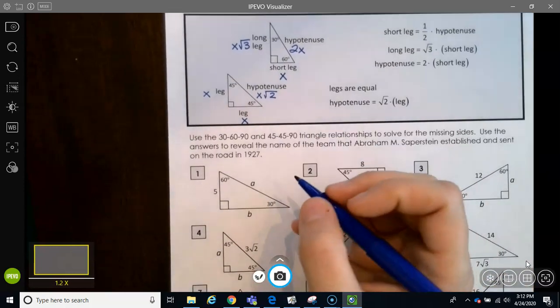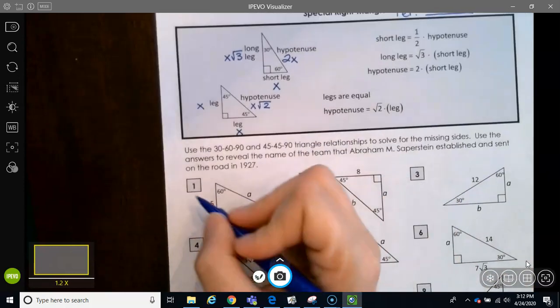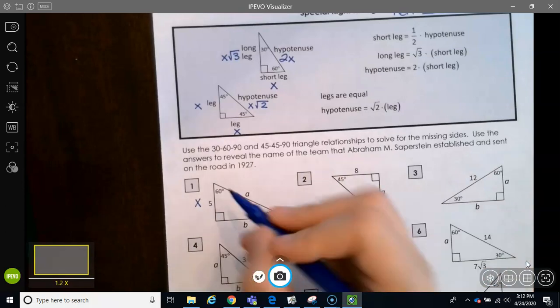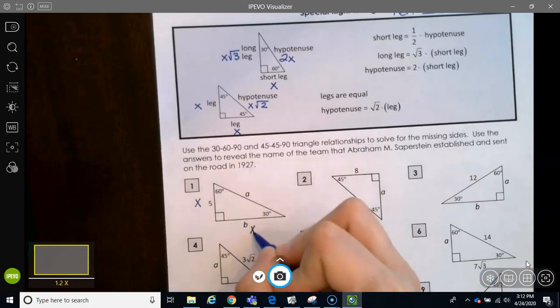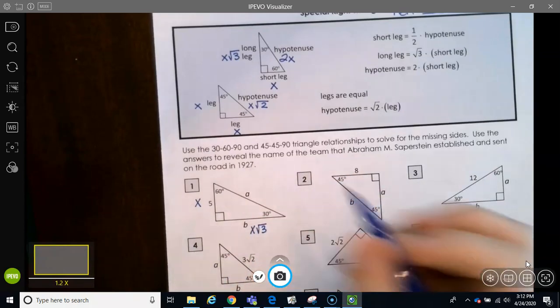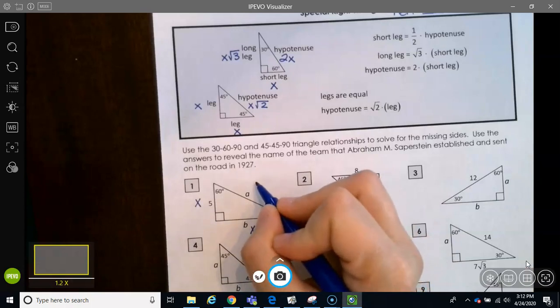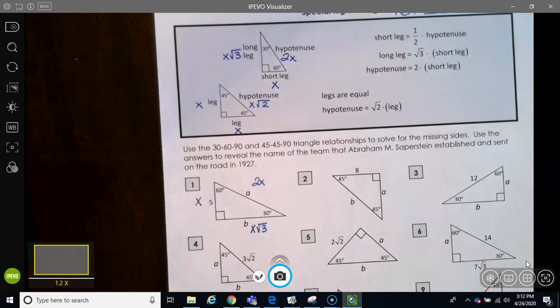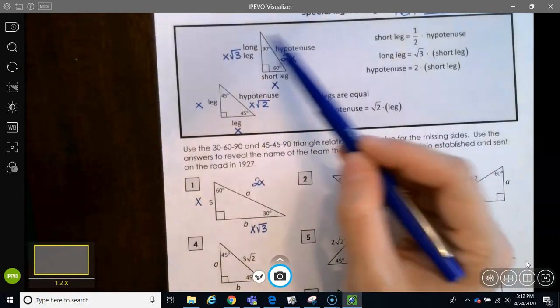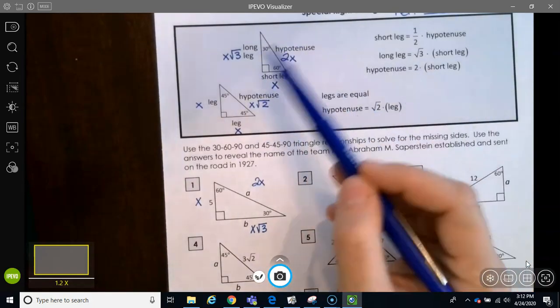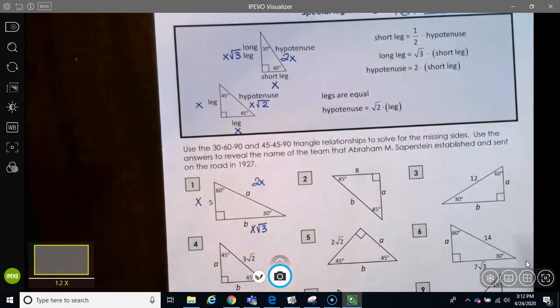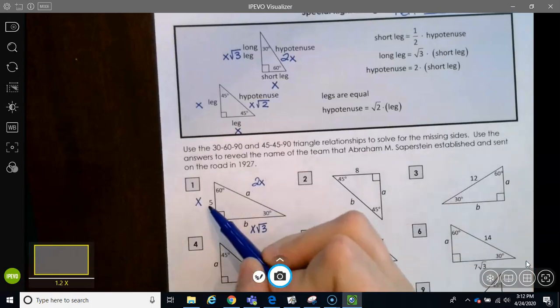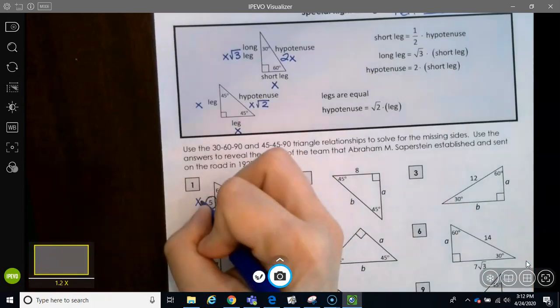All right, so for number 1, across from our 30 side, we let be represented by x. Across from our 60 side, we let be represented by x square root of 3. And then across from our 90-degree angle, our hypotenuse side is 2x. And again, I just got that information from my representation up here, from the notes from our first page of notes. All right, the side that we actually know is this side, and it's 5.